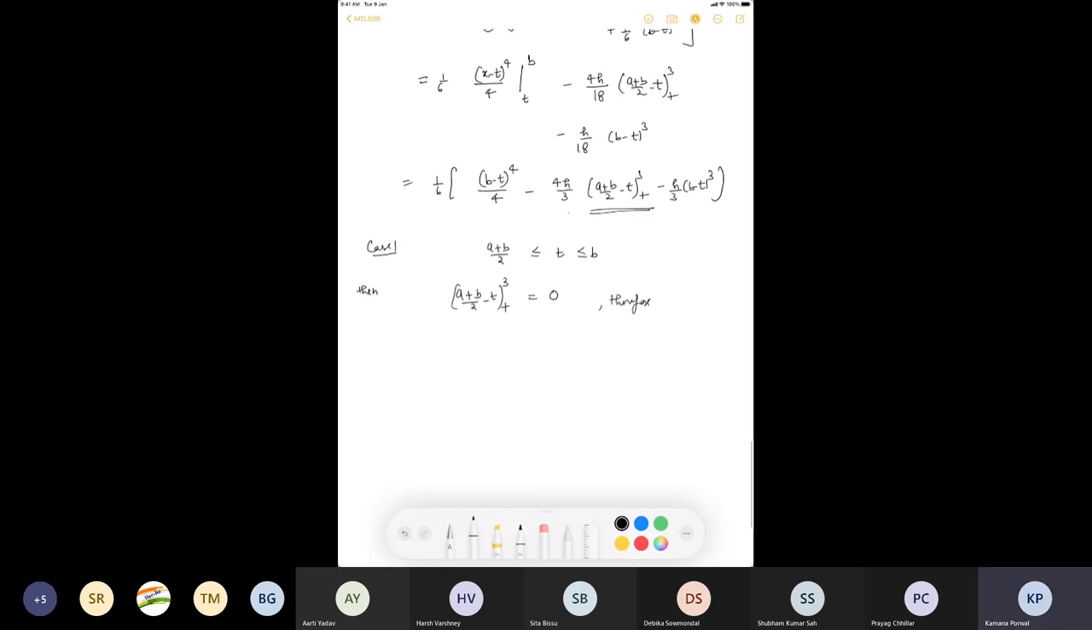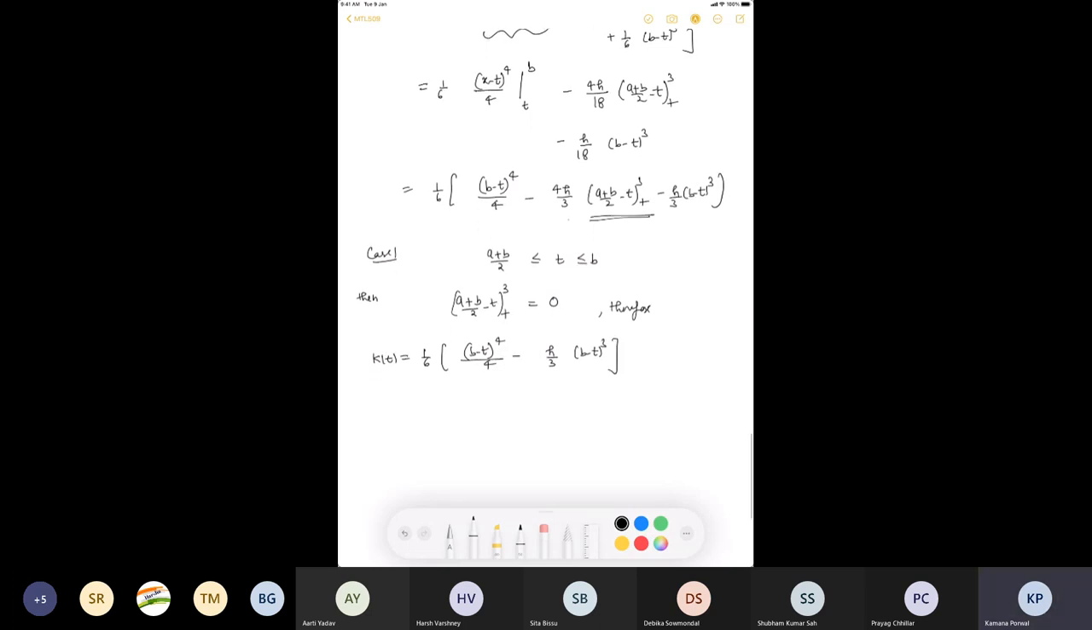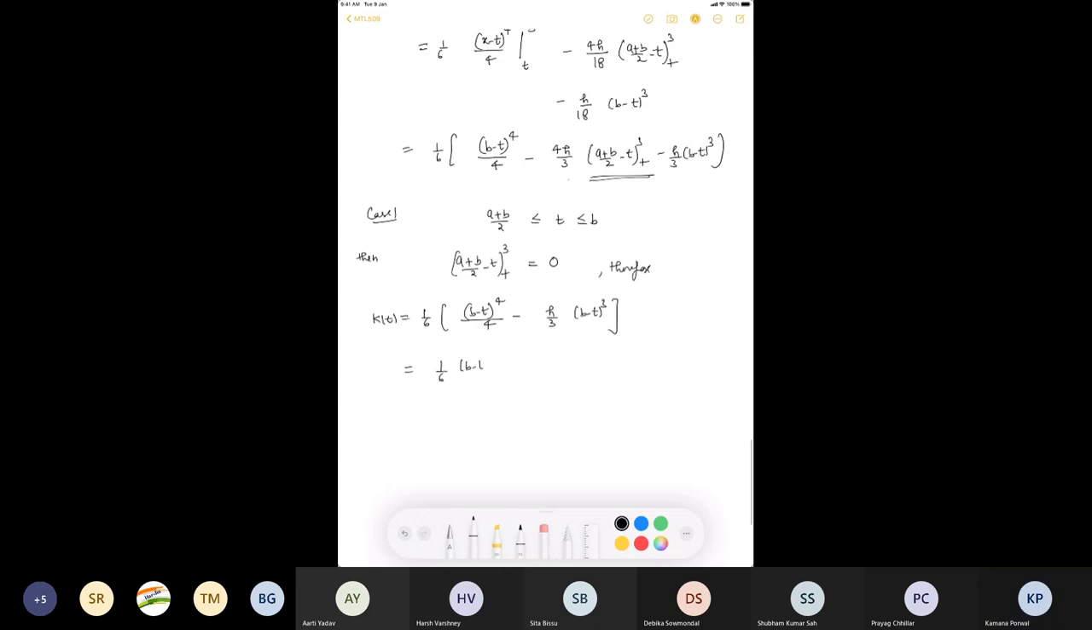So what I'm left with in the KT is 1 by 6 of (b minus t) raised to power 4 divided by 4 minus h by 3 (b minus t) whole cube. Okay, so I can simplify this. So here I get (b minus t) divided by 4 minus h by 3. So I can take out this 4 and 3 also. So I will have a 12, and this is going to be 3 times of this minus 4 times of this.